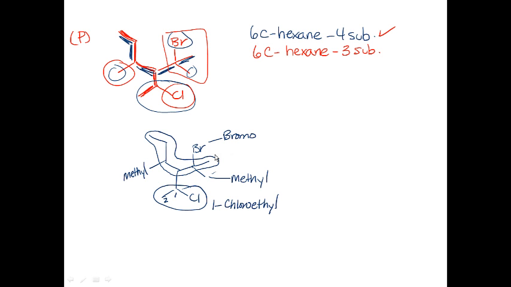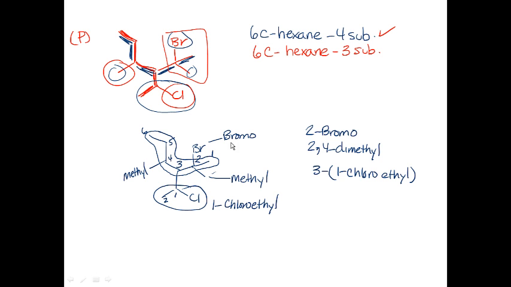Okay, so now I got to figure out my numbering scheme. I'm going to number this from right to left, 1, 2, 3, 4, 5, and 6, because I've got 2 substituents at the carbon 2. If I tried to number from left to right, I wouldn't encounter a substituent until carbon 3. So there's my numbering scheme. So that means I've got a 2 bromo, I've got a 2,4 dimethyl, and then I've got a 3, 1 chloro ethyl.